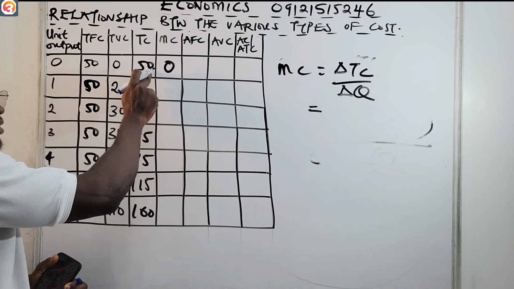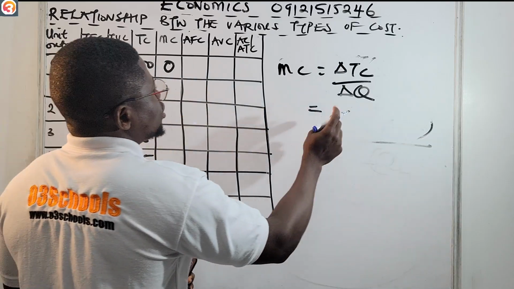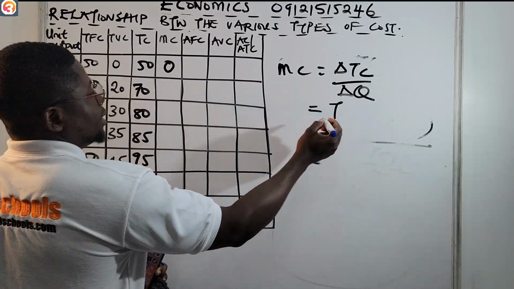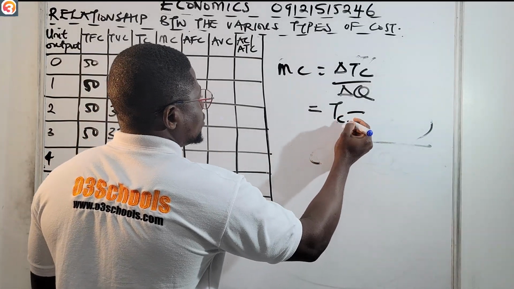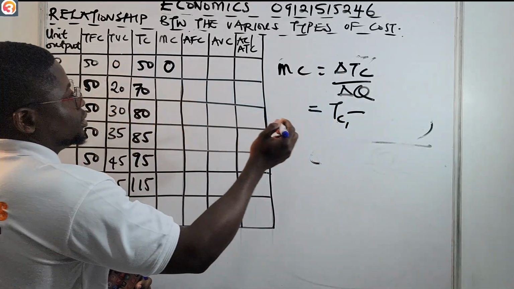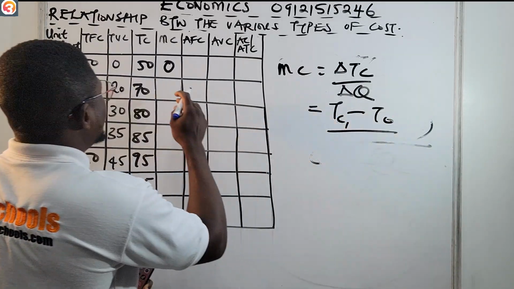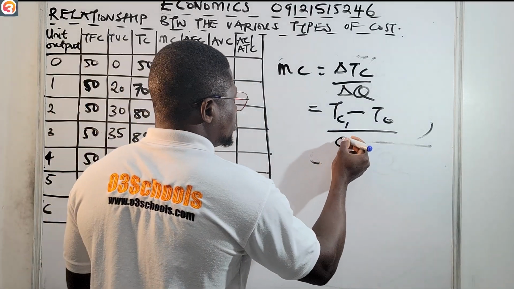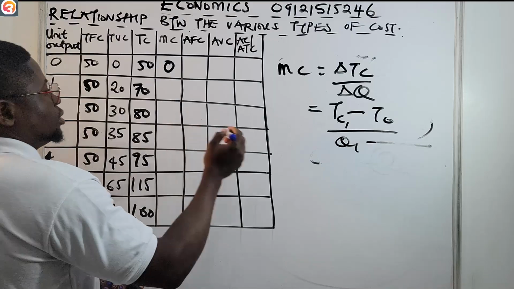TC1 minus what? TC not. Okay, so now we're going to have TC1 minus what now? T0 over, that is TC1 minus T0 over Q1 minus what now? Q0.